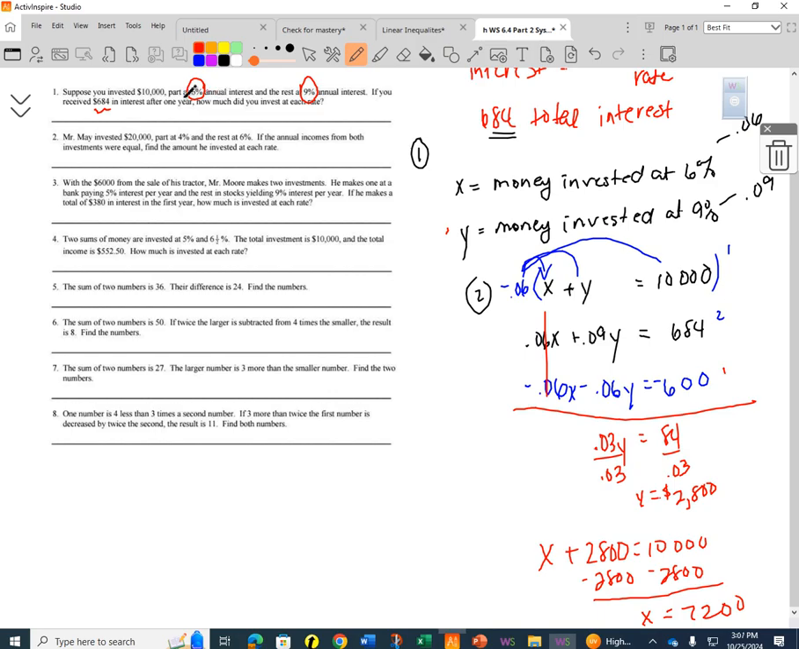And now I have to write my answer in a real world form, we said, right? There's no ordered pairs in these. So it says, how much money did you invest at each rate? So we're going to say $2,800 at, and this is y, so this is at 9%. And $7,200 is the x, so that's at 6%. And so now that is number 1.